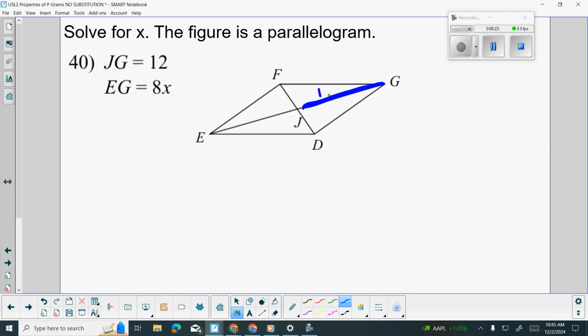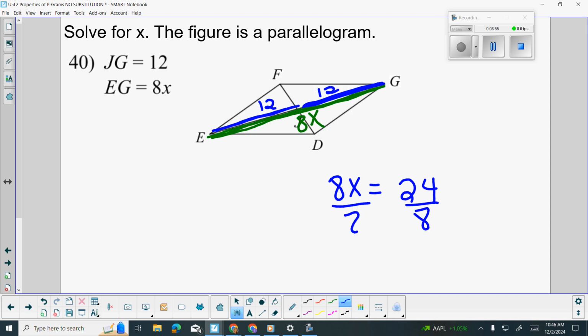JG has a length of 12. EG, which if you take a look, EG is the whole segment, or the entire diagonal, is 8x. So it wouldn't really make sense to set 8x equal to 12. But to make the two segments equal to each other, you can say that this is also 12, making the entire length of the segment EG equal to 12 plus 12, or 24. And now you can set 8x equal to 24. If you divide both sides by 8, x is equal to 3.